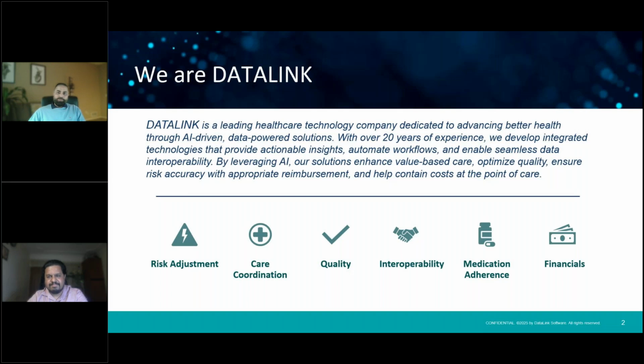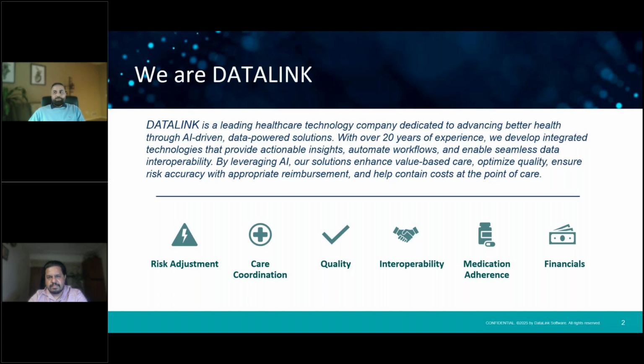Our solutions empower value-based care, optimize quality, and ensure risk accuracy with financial planning, working with different stakeholders and different clients across the healthcare spectrum. And today I'm excited to share insights on how AI is transforming care management, helping us move forward with a more proactive, data-driven, and patient-centric outlook.